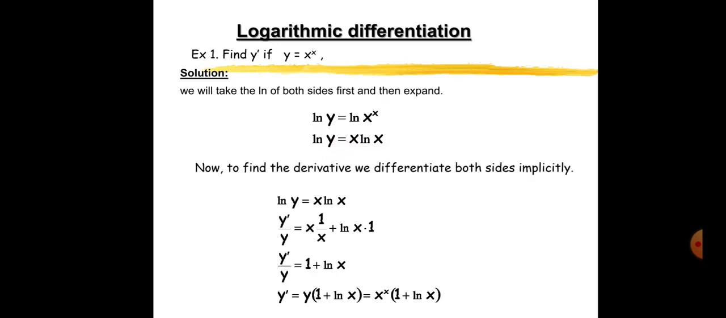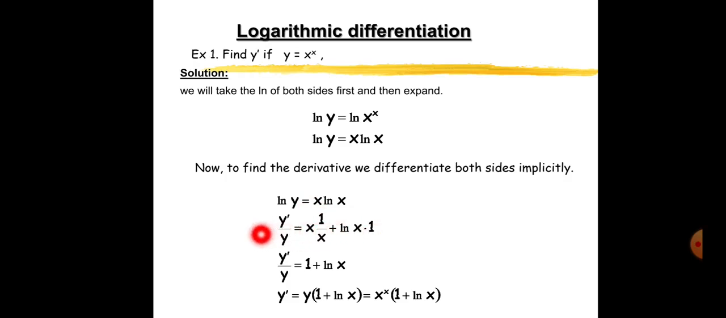Now we can find the derivative. The derivative of ln y is y prime over y, or you can write 1 over y times y prime, as you like. Here we have a product of two functions, so we have to apply the product rule. The derivative of the first times the second, x times the derivative of ln x, which is 1 over x, plus the second times the derivative of the first, which is 1.